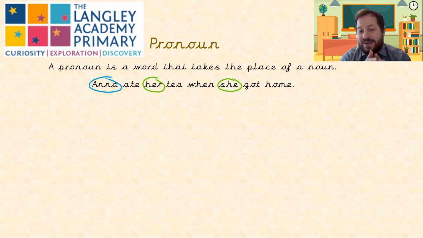So Anna ate Anna's tea when Anna got home, it could be. But that's a lot of Anna, and you're repeating it a lot. So in order to cut down the amount of repetition and to allow for possession easier, rather than say Anna's, just her tea, you can use pronouns. And very often this has to be linked to a noun either in the current sentence or a sentence beforehand. So they must know who you're referring to when you use a pronoun.